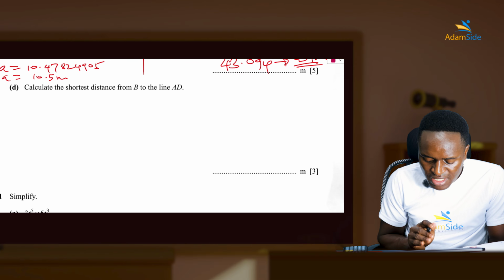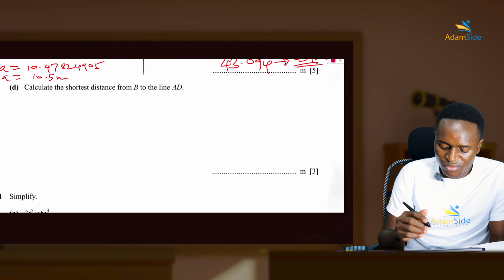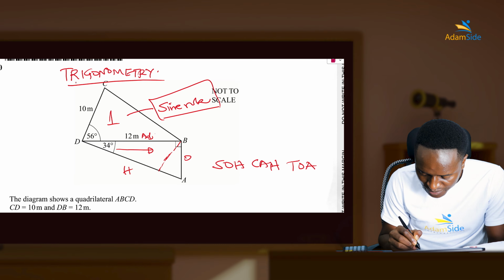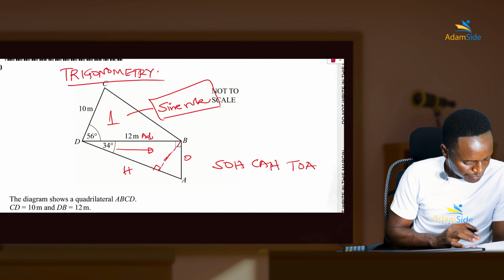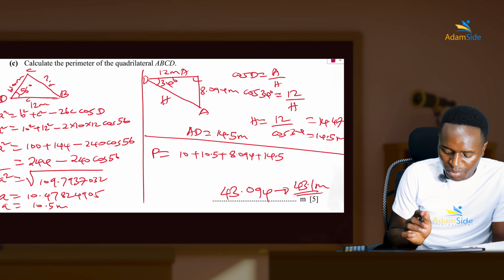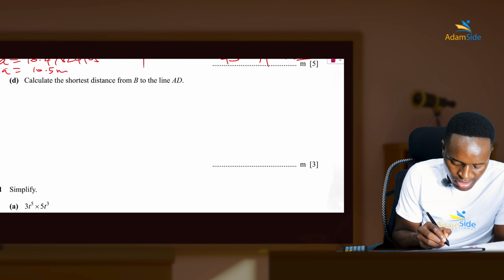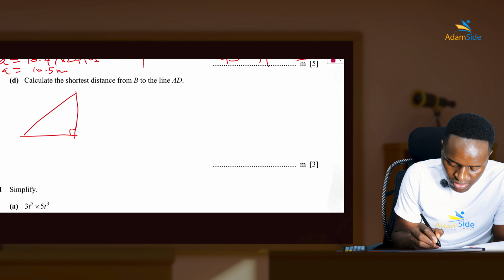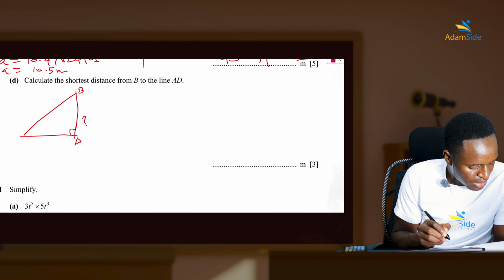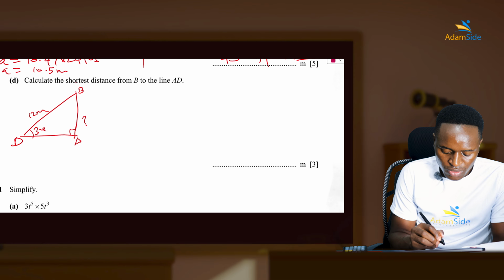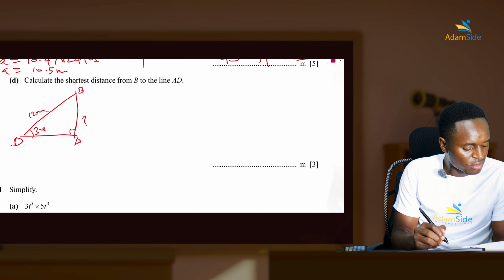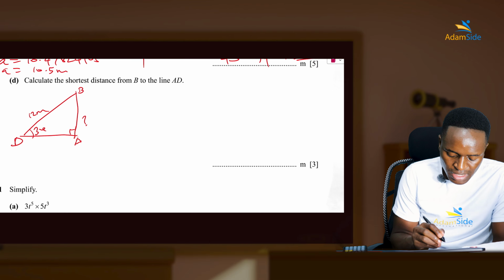Calculate the shortest distance from B to line AD. Wow. So to assume that line will be like this. If it comes this way, obviously it will be 90. So therefore, we'll have to make our diagram here. You'll make a right angle. So you have BA, and then we have this side as 12 meters, and then we have 34 degrees, and then we have D. Therefore, we say we have 12 meters. So the 12 meters will be like your hypotenuse, and then we have 34.